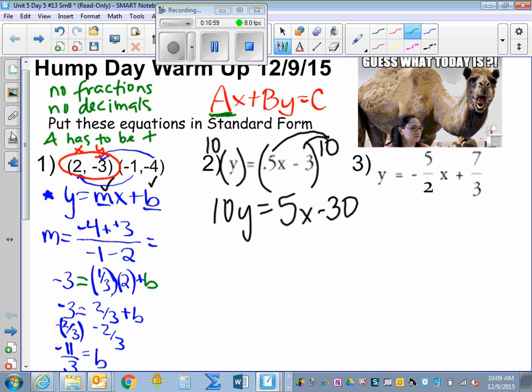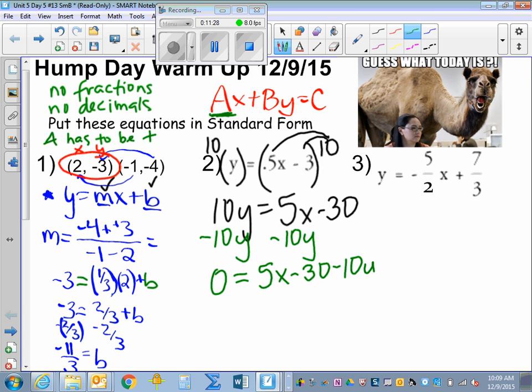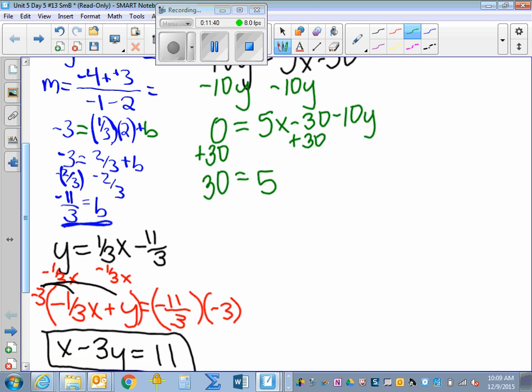Or, I'll show you another way. Instead of subtracting the 5x over, let's leave 5x positive and subtract my 10y over. So then I get 0 equals 5x minus 30 minus 10y. And then let's add our 30 over. You could actually do it in the same step if you wanted to. So we get 30 equals 5x minus 10y.